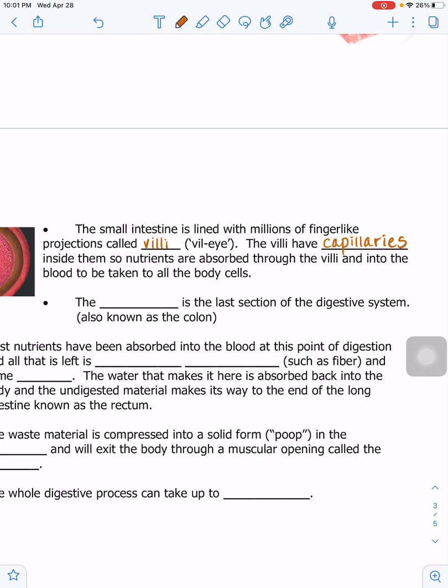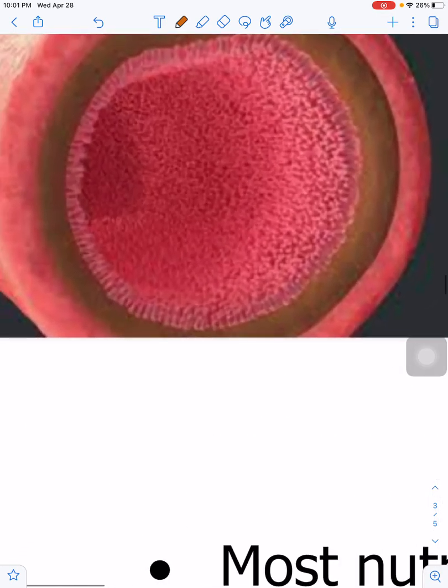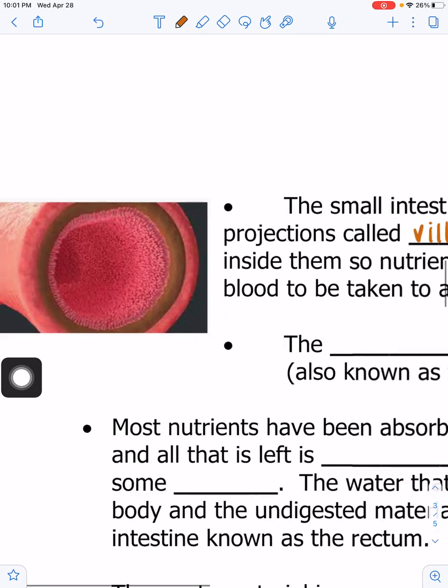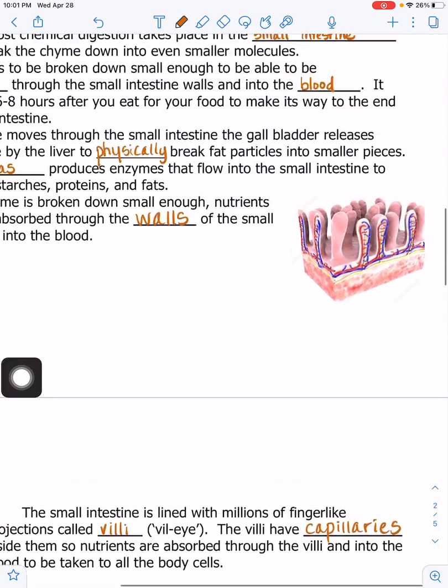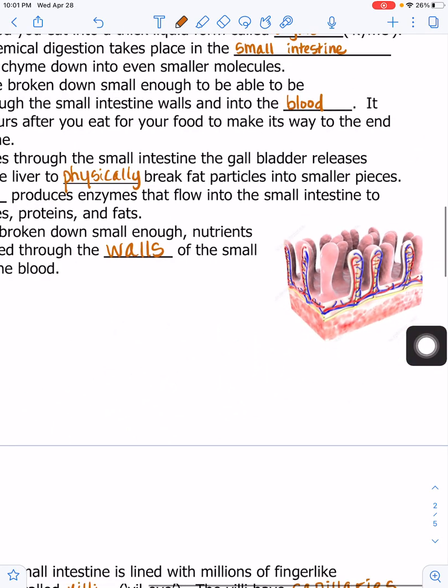So the villi have capillaries inside them, so nutrients are absorbed through the villi and into the blood to be taken to all of the body cells. You can really see, here's the inside of a small intestine tube. It looks like a nice carpet there. Those are millions of villi, so the nutrients can be absorbed into the blood. And again, here's a microscopic picture to show you how each villus is lined with blood vessels, the capillaries. So that is how it gets into the blood.